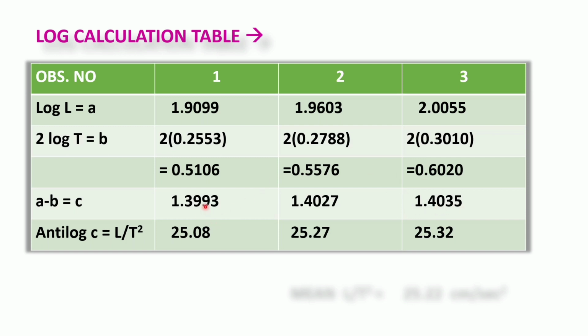Next we will obtain the antilog of this value. So it is 25.08 for the first length, 25.27 for the second length, and 25.32 for the third length. So these are the L by T square values by log calculation, and the average value of L by T square is nothing but the sum of the 3 L by T square values divided by 3, that is 25.22 centimeter per second square. So this is the average value of L by T square.